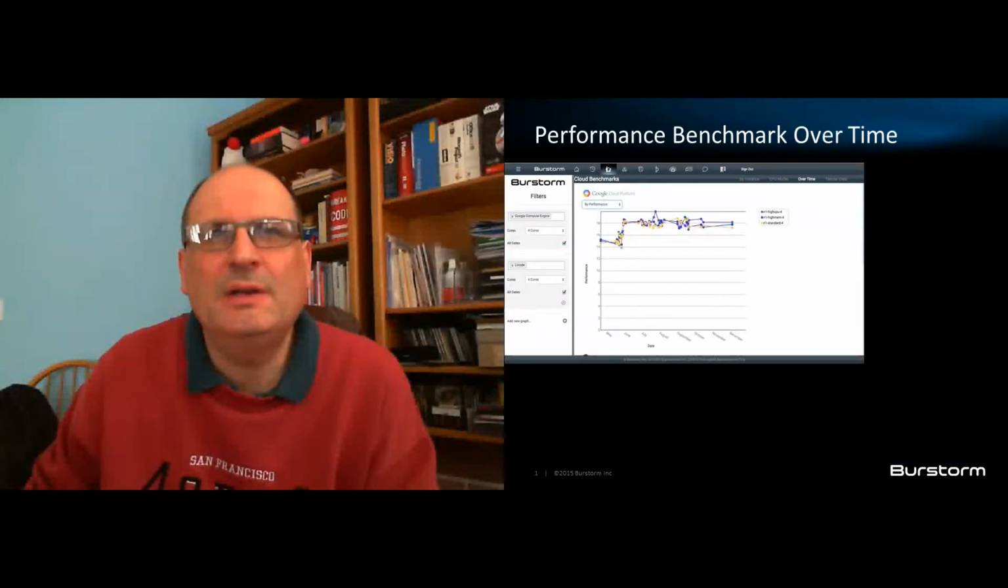What you see here is the performance over time of 3 Google 4 core instances. The first thing you might notice is the big jump around May. This is actually when Google made an infrastructure update, where the performance was about 30% lower in the beginning. You see this big jump coming up in May.